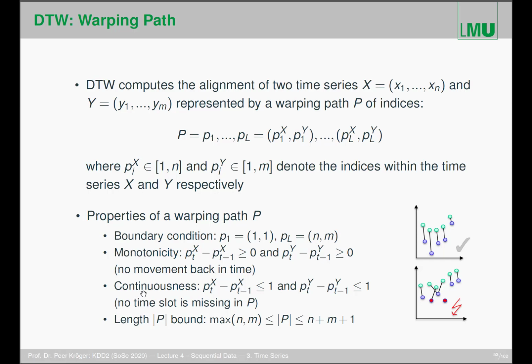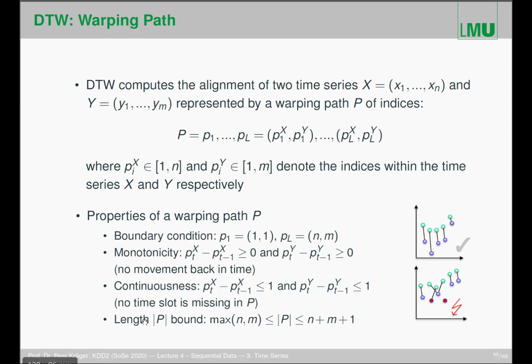Continuousness says that no time slot is missing. The step is always at most 1, at least 0. So you don't miss any time slot in X, and you don't miss any time slot in Y. You see here that, for example, in that case you would miss this one here, or you will go back in time, from this one to this one here also. That's not okay, so to say.